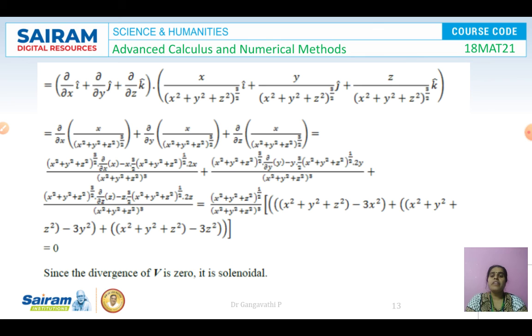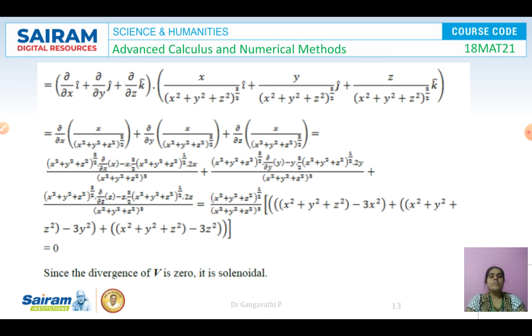Here, when we observe, (x² + y² + z²) to the power of half is a common term. We can write it outside, and the denominator is also common. So we write the remaining terms as x² + y² + z² minus 3x², x² + y² + z² minus 3y², and this is the term we get.